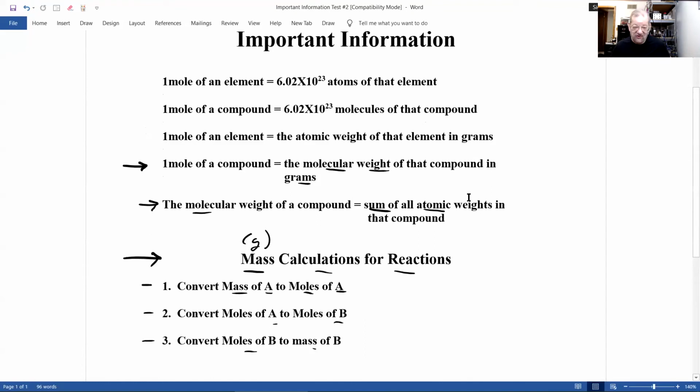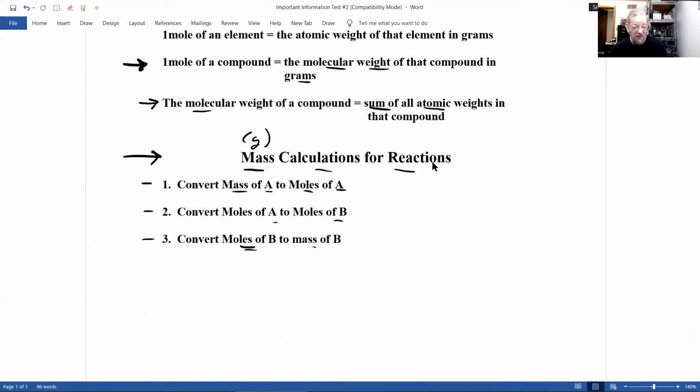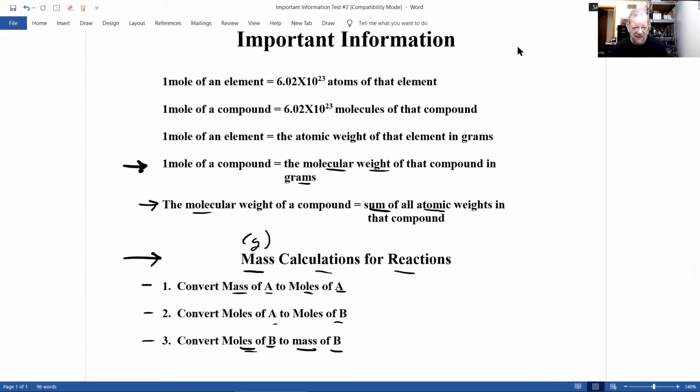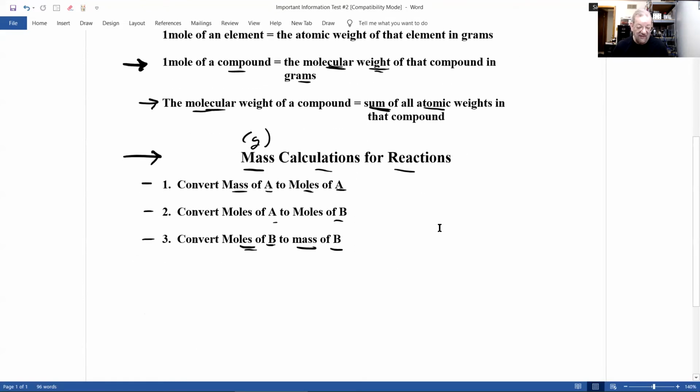Remember, in the past, I used to make students memorize all this. And a couple of years ago, I decided, am I testing your knowledge of chemistry, or am I testing your memory and your knowledge of chemistry? And I decided I just wanted to test your knowledge of chemistry. So for step 3, which if you notice down here, I have convert moles of B to mass of B. 1 mole of a compound equals the molecular weight of that compound in grams, and the molecular weight of that compound is the sum of all atomic weights in grams.